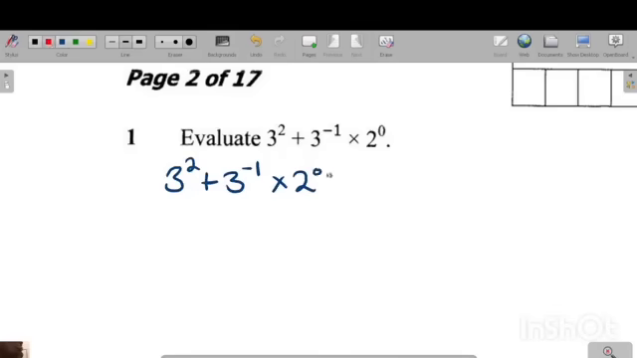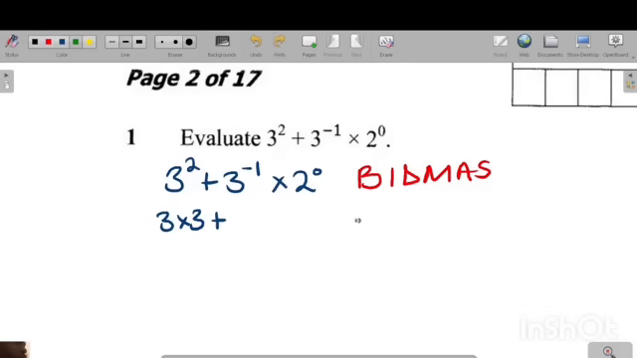Before you start answering any question, you need to understand the method that you're going to use to attack it. In this case, this is a numerical expression, so we are going to follow the order of operations by following BIDMAS. Do we have brackets? No. Do we have indices? Yes, which are also called the powers. So we are going to work out the powers first. So 3 squared is the same as 3 times 3, then plus 3 to the negative 1.